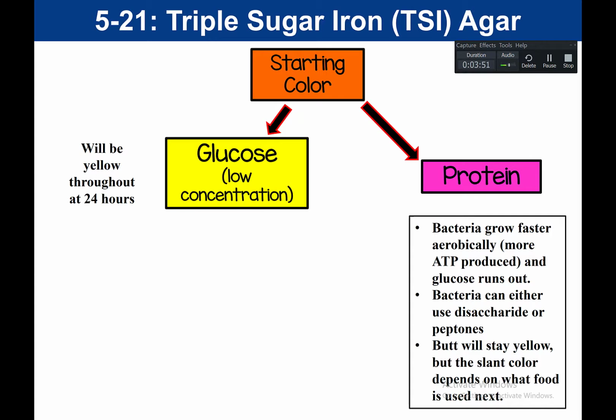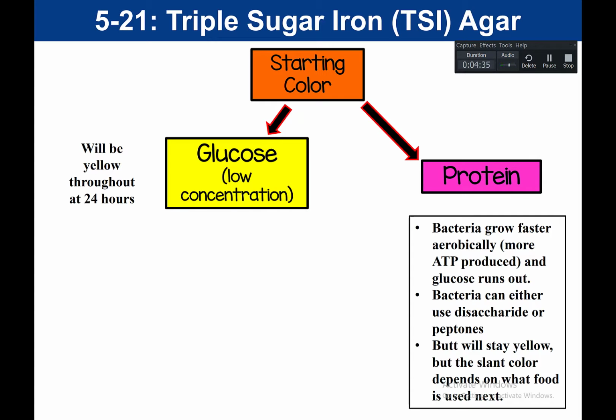And what that means is they're going to run out of sugar faster, right? They're going to run out of their glucose before bacteria in the butt. Now, again, once they run out of the glucose on the slant, bacteria can then either use the disaccharide, so either the lactose or sucrose, or they can use the peptones. In this case, the butt will still stay yellow. The butt will still stay yellow because bacteria are growing slower in the butt, the bottom, and therefore they're not going to run out of their sugar in the bottom at 24 hours.